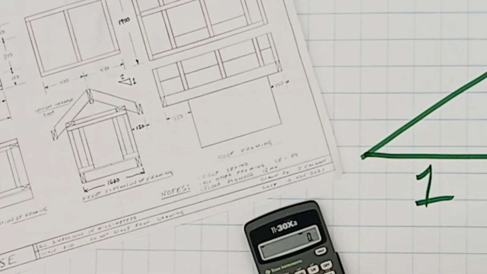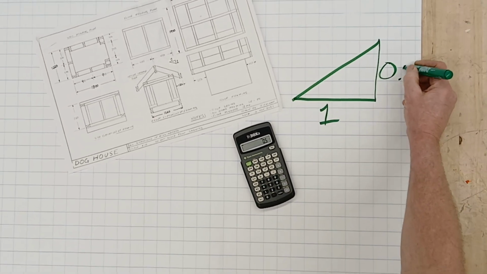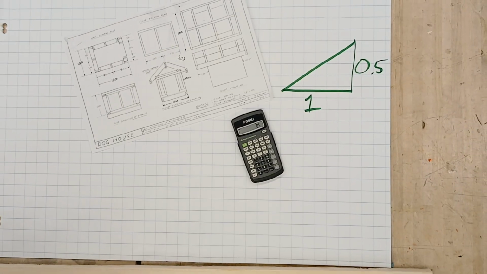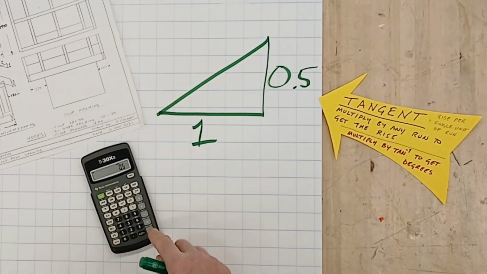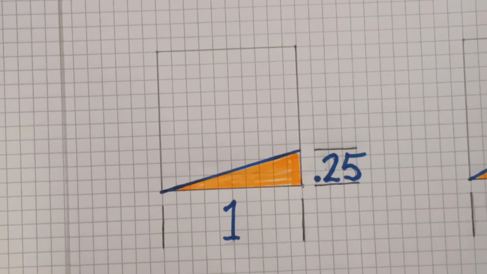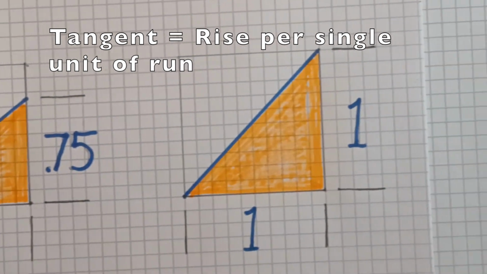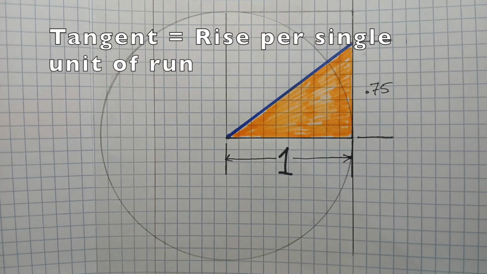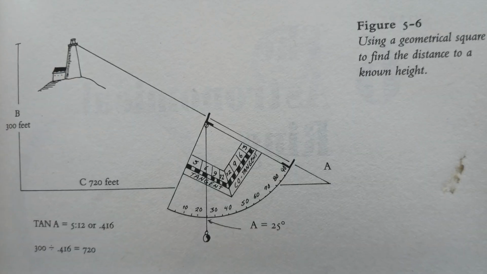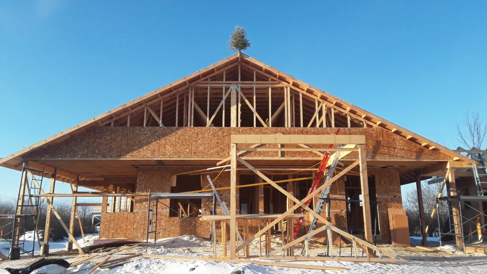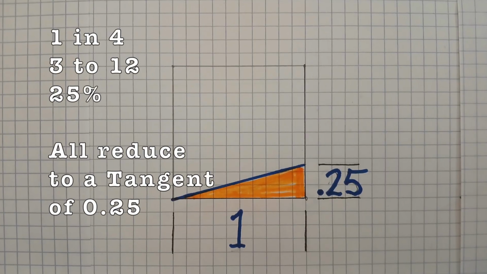Of the many different ways that are used to express roof slopes, the tangent ratio is definitely the most useful of all of them, but it's one that very few carpenters use. Put simply, a tangent is the rise of a slope per single unit of run. The name tangent comes from the trigonometry developed by ancient astronomers, and tangents have long been used for surveying and navigation.